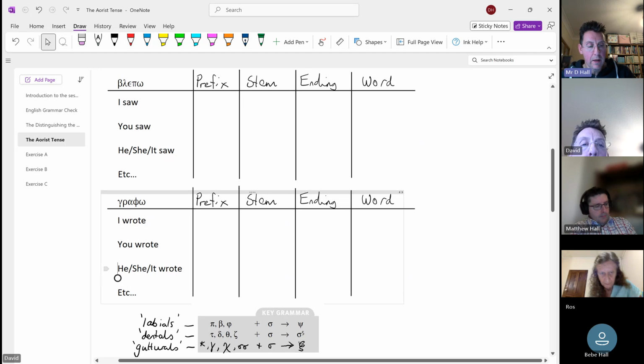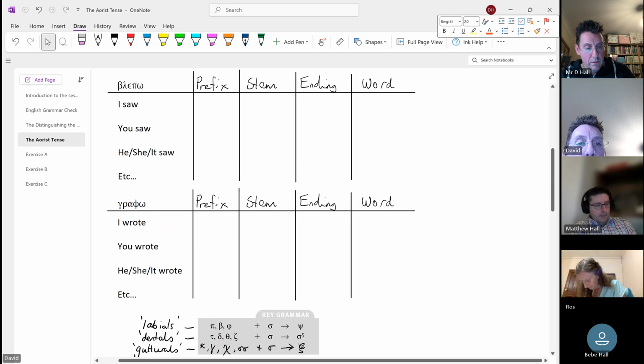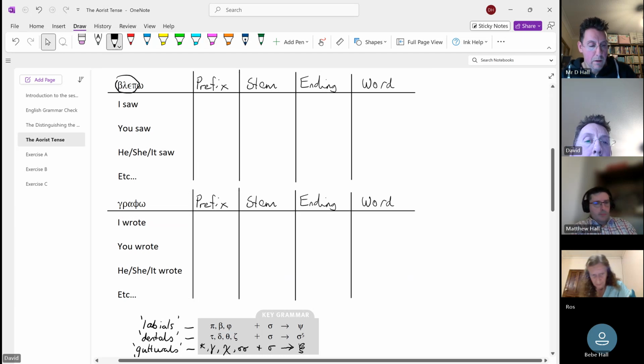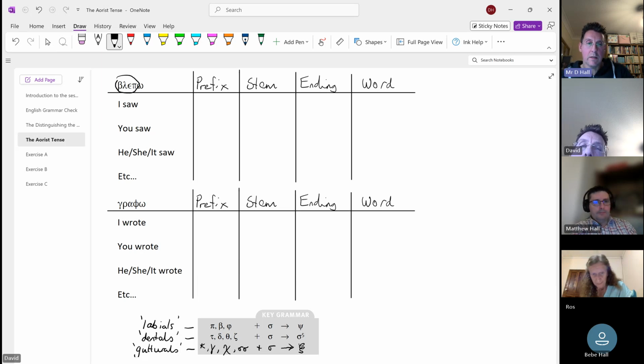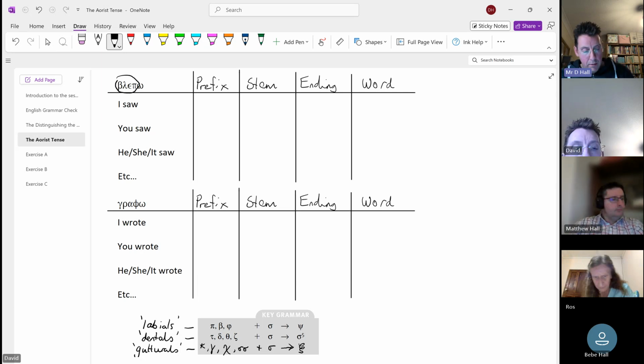So when you take blepo, if you take the stem, which has a pi at the end of it, and when you put the sigma next to that, that creates a bit of a problem. So what actually happens is the two letters combine to make a different letter because it's a different sound. And it might not come as a surprise that the pi and the sigma turn into psi.